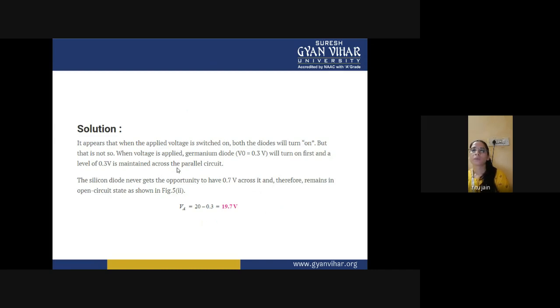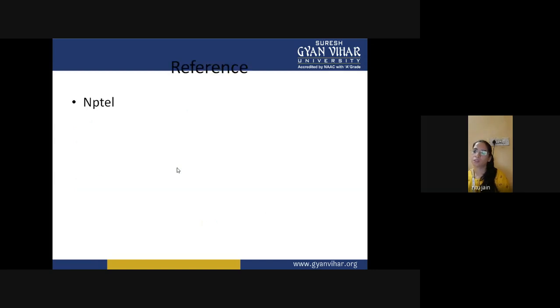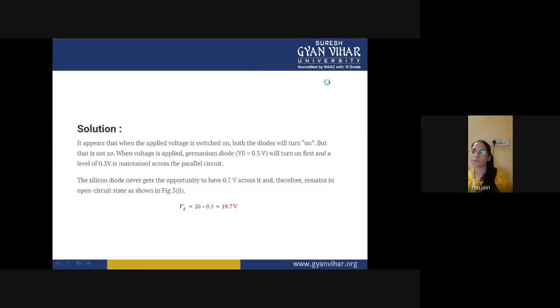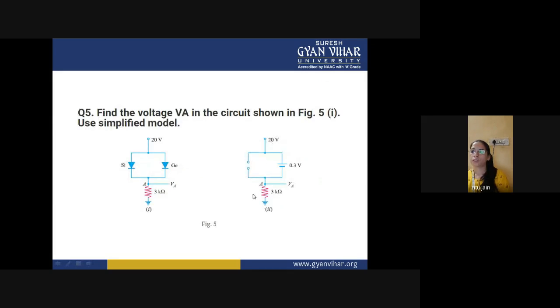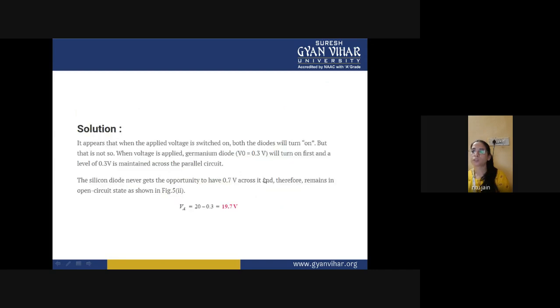So the silicon diode never gets the opportunity to have 0.7 volt across it, and therefore remains in the open circuit state. You can see that the voltage which is across this is your open circuit voltage. Now you have to find out the voltage across this branch at this terminal. You can easily calculate it. That is your supply voltage, so 20 minus this voltage will be appearing at this point. So the voltage at point A is equal to 20 minus 0.3 volt, which is equal to 19.7 volt.